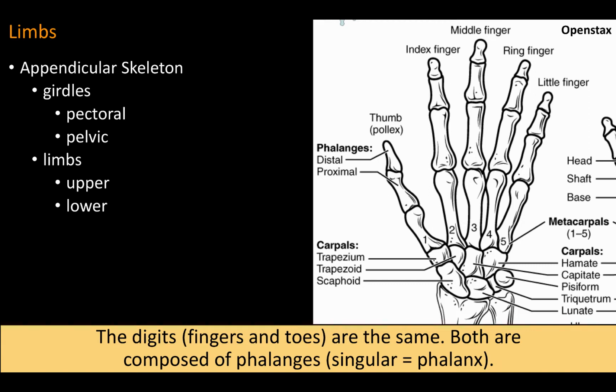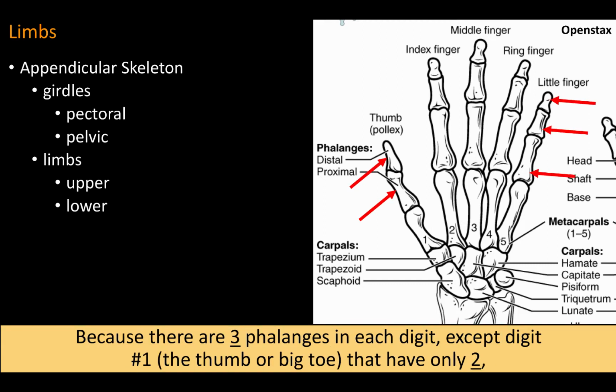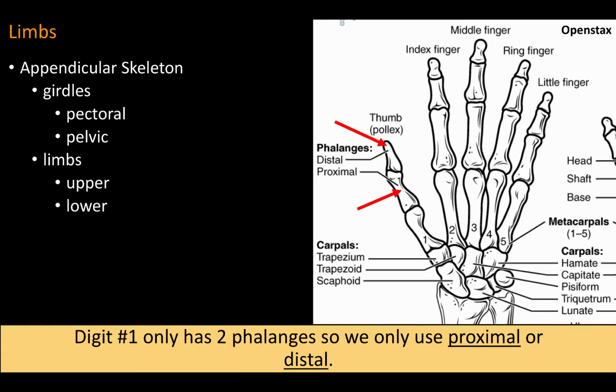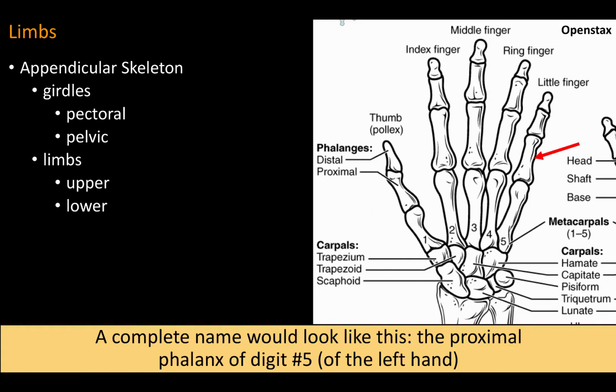Singular equals phalanx. There are 3 phalanges in each digit, except digit number 1, the thumb or big toe, that have only 2. We need more than a number to name a phalanx, so we add a word for location: proximal, middle, or distal. Digit number 1 has only 2 phalanges, so we only use proximal or distal. A complete name would look like this: the proximal phalanx of digit number 5 of the left hand.